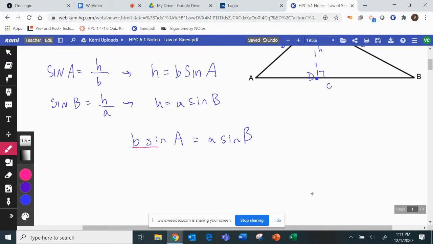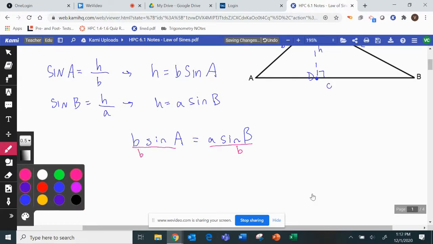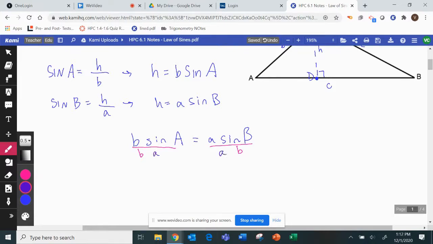Now, if I take both sides of the equation that I have and I divide both sides by b, and I'm going to divide both sides by a, the a's on one side, the b's on the other side are going to cross out, and we will get our law of sines that says sine of angle A divided by side a is equivalent to sine angle B divided by side b.